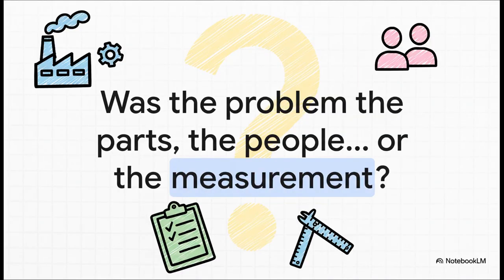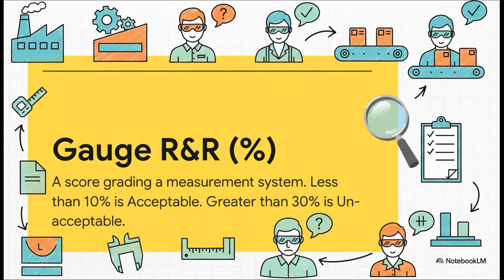So the investigators started to wonder, maybe we're looking in the completely wrong place. The parts seem fine, the people are experts, the machines are perfect. What if the problem was the very act of measuring itself? To find out, they turned to an industry-standard report card. It's called a Gauge Repeatability and Reproducibility Study, or Gauge R&R for short. It basically gives the whole measurement system a score. Think of it like a grade in school. Anything under 10%, you get an A+. But anything over 30%, that's an F, a complete and utter fail.